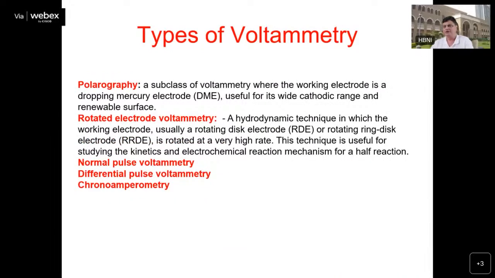And then polarography. Some of these things we discussed in polarography and rotating electrode voltammetry. And then the other three forms are normal pulse voltammetry, differential pulse voltammetry, and chronoamperometry.